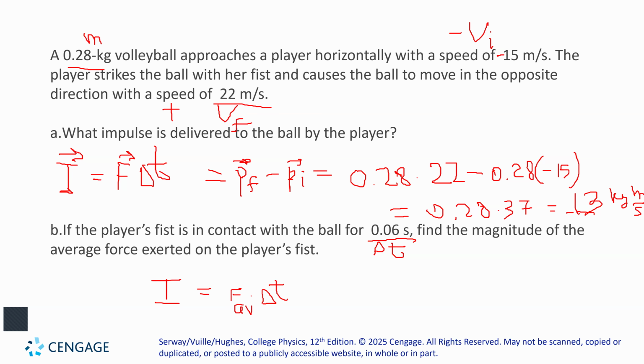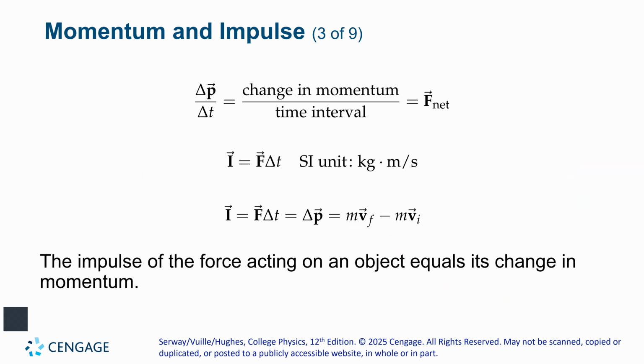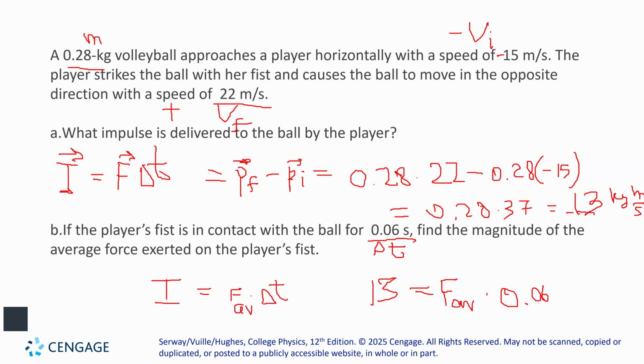So that means the 13 that we found in the previous part equals average force times 0.06, and we solve that for the average force. Okay, so these are the examples of how we use impulse. Impulse, on one hand, is equal to final momentum minus initial momentum. On the other hand, it's equal to force times the time interval. If the problem gives one or the other, then we can solve using these equations.